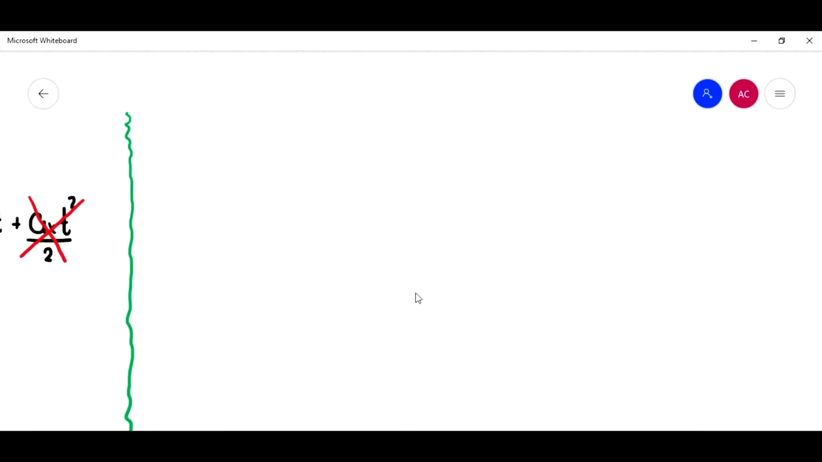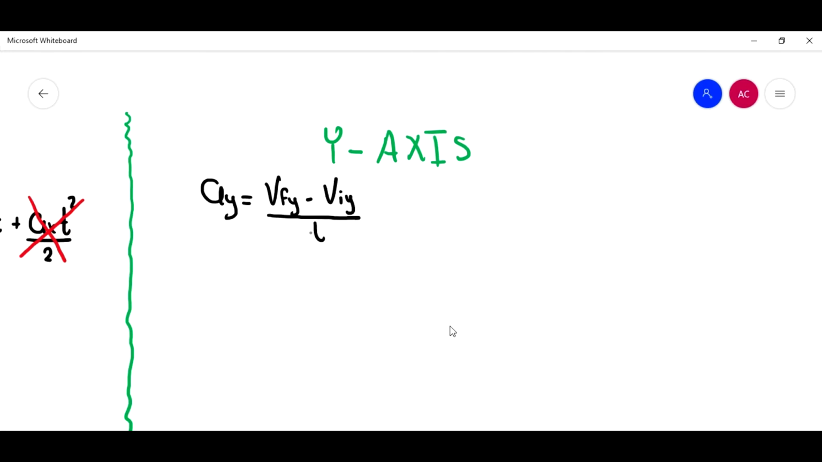Okay, so y-axis. Let's write the equations. The first equation is acceleration in y equals final velocity in y minus the initial velocity in y over time. And the second: final position equals initial position plus initial velocity in y multiplied by the time plus the acceleration in y multiplied by the time squared over 2.